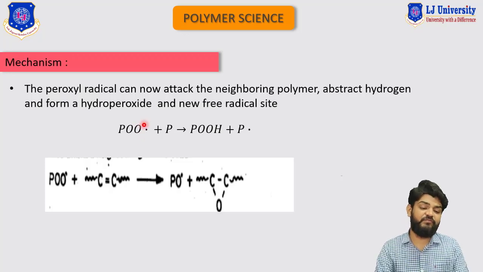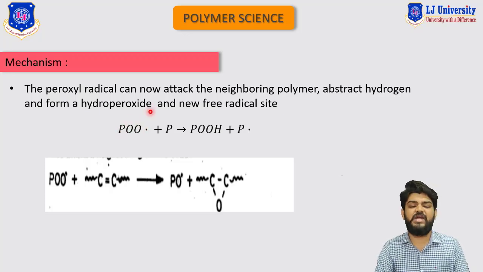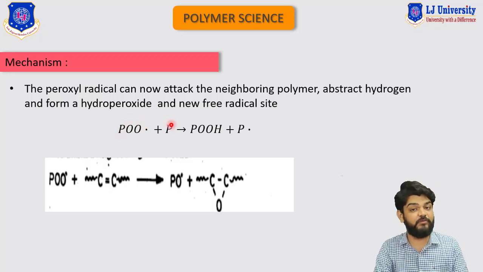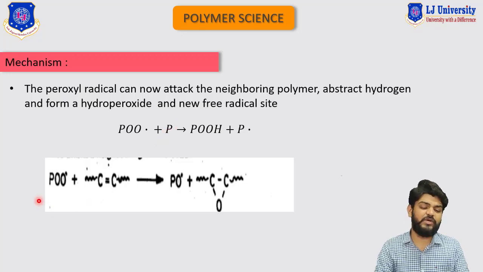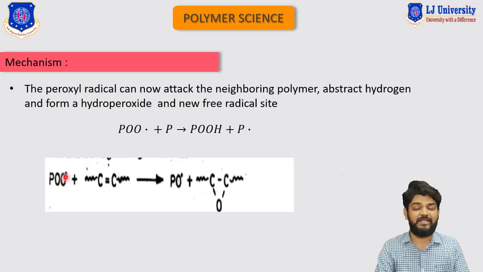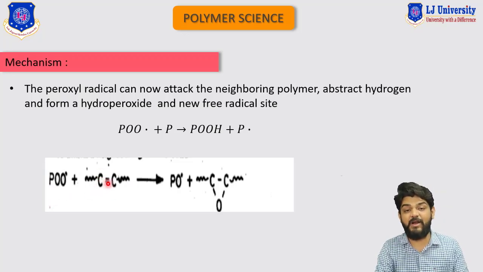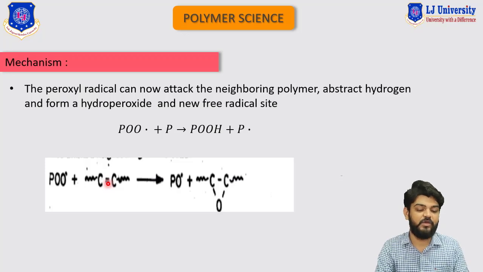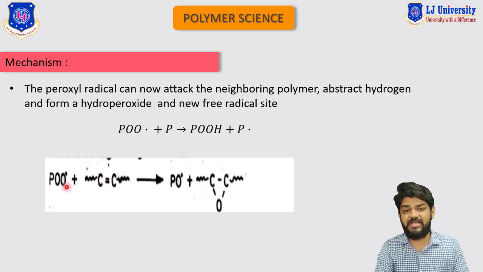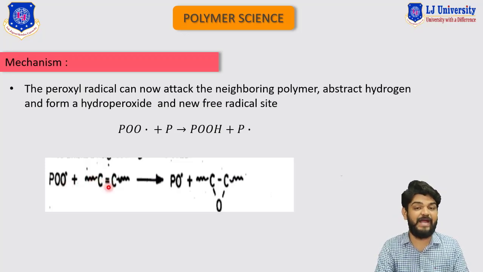But what if this free radical attacks the double bond instead of abstracting hydrogen from the polymer? You can see this kind of phenomenon will happen. We have POO dot, that means the free radical is on the POO. And here on the polymer side we have a double bond between two carbons. This oxygen will now attack this double bond and break the pi bond.